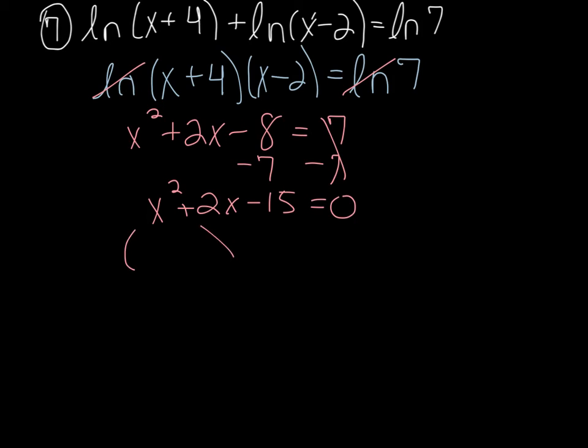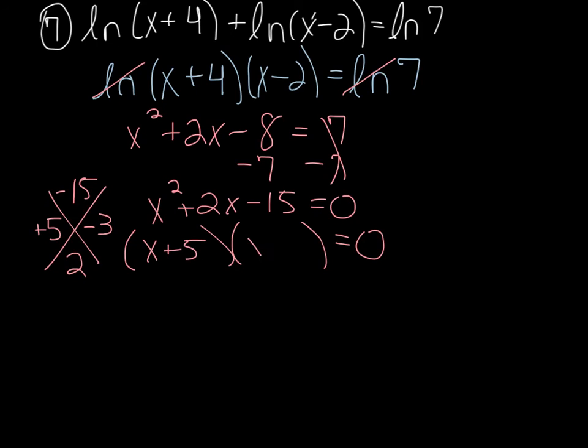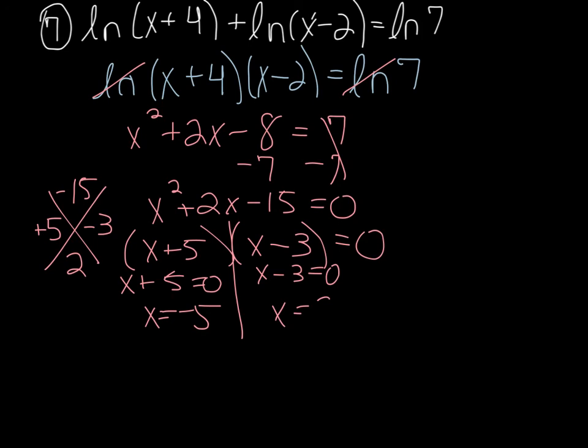And now I'm going to factor if possible, otherwise I'd have to complete the square or use the quadratic formula. So I'm looking for two factors of negative 15 that add up to positive 2 and have different signs. That's going to be a positive 5 and a negative 3, so x plus 5, x minus 3. We break it apart. When x plus 5 equals 0, that means that x equals negative 5. When x minus 3 equals 0, that means that x equals positive 3. And then the last step is to check our answers.